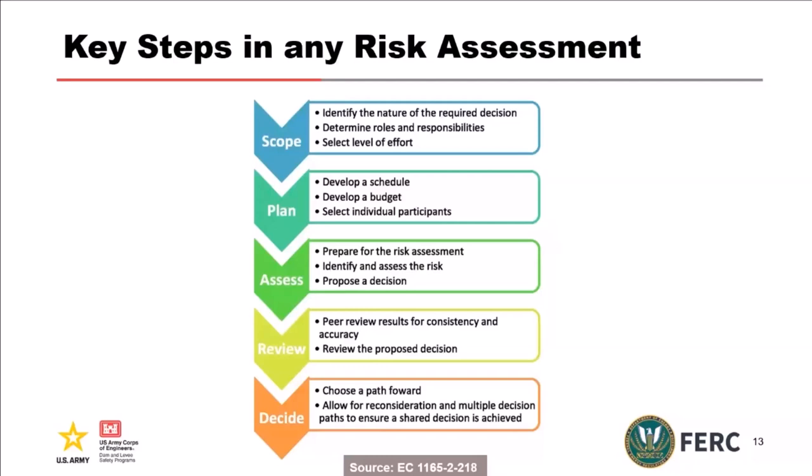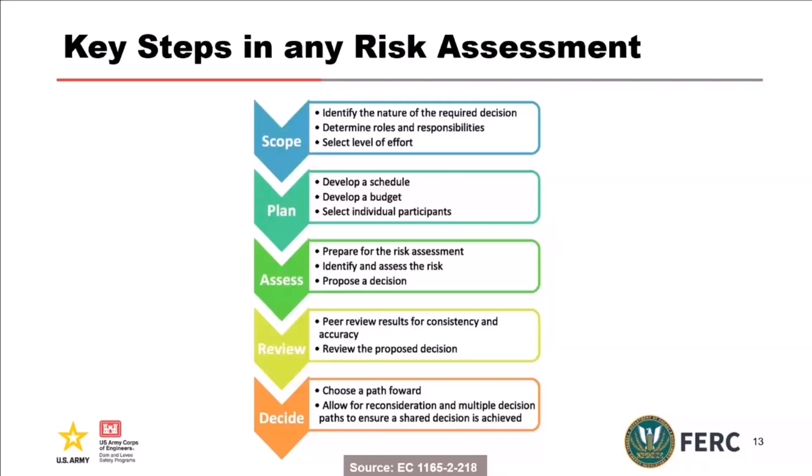And once you get through the risk and you have a calculation of the risk, you propose a decision. What are you going to do based on the risk? Next, you go into review. So peer review results for consistency, accuracy, review the proposed decision. And then the decision goes to our senior folks. They choose a path forward, allow for reconsideration and multiple decision paths to ensure a shared decision is achieved. Shared because we have partners in this process. For us, it's levee sponsors. For FERC, it's dam owners.